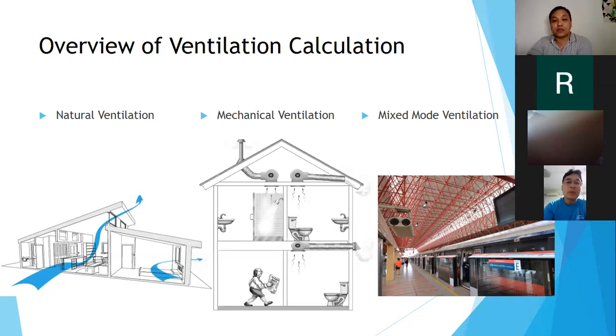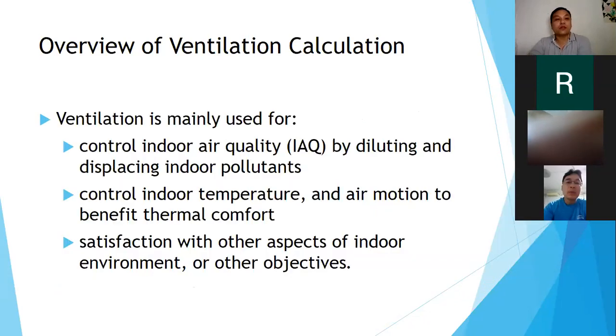How are we going to size up your equipment? How are we going to know how much air needs to be put in or introduced into a space? Ventilation is mainly used for controlling indoor air quality, controlling the temperature, or other requirements specified by the space. So let's go first with the first requirement: ventilation, because we need to control the indoor air quality.